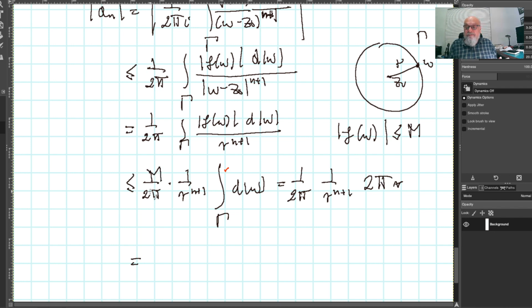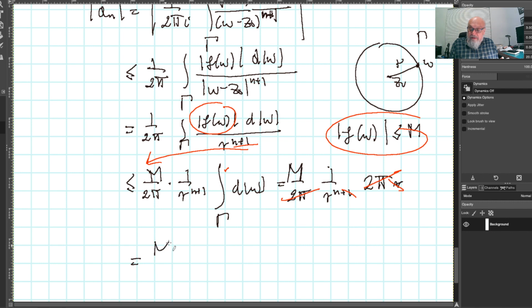I forgot M. Now it seems to be okay. You see, this one we replace by M, so that one goes here. Then I'm getting what I'm supposed to get. This cancels, that cancels, and we still have M. So we are getting M divided by r to the n, and we achieved our goal. We proved the Cauchy inequality.